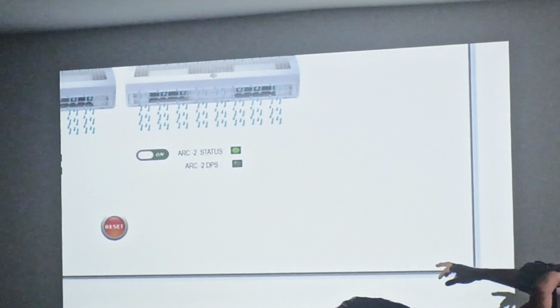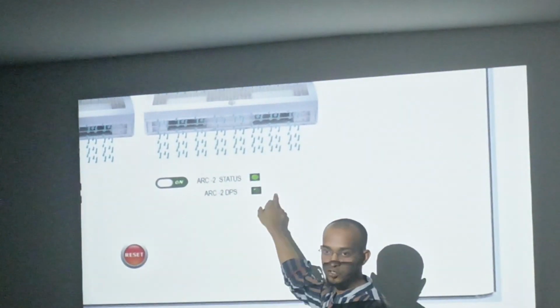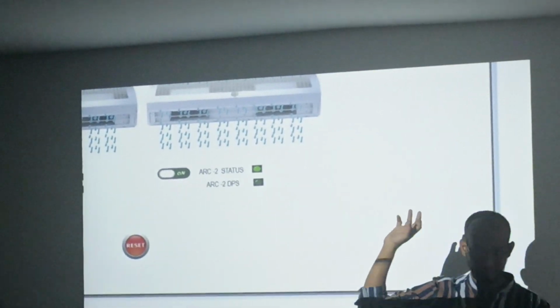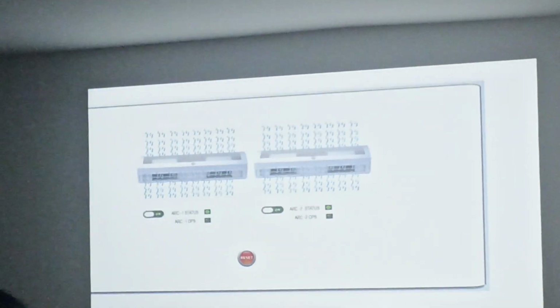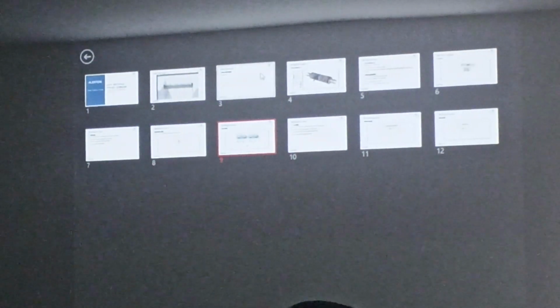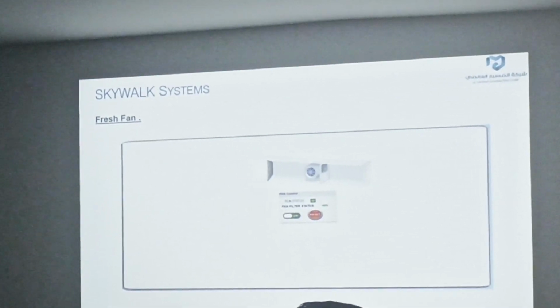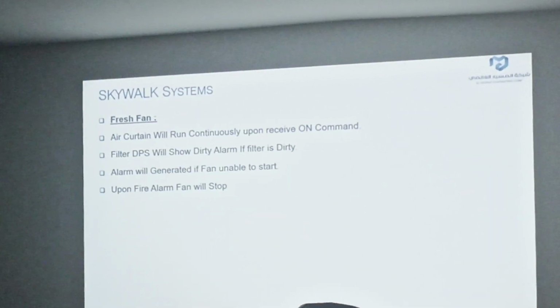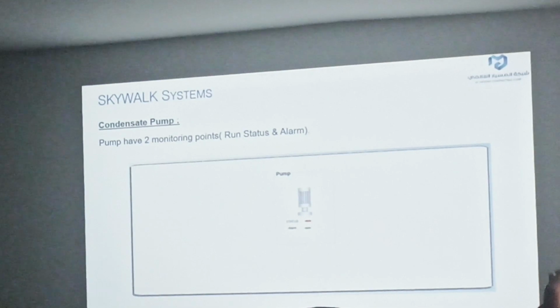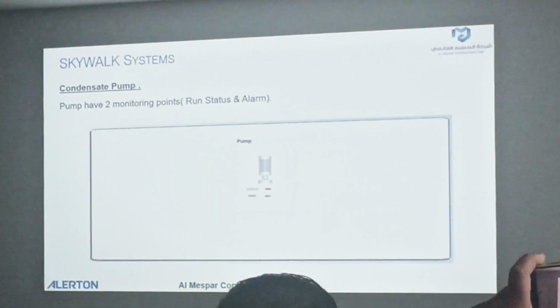You will see the status here. Air curtain 2 DPS, if it is activated, you will see the green light. It's also controlled by DPS. It works the same as the pressure fan. We don't have any sequence. In case of fire only, it gets off, and it shows fail to start.